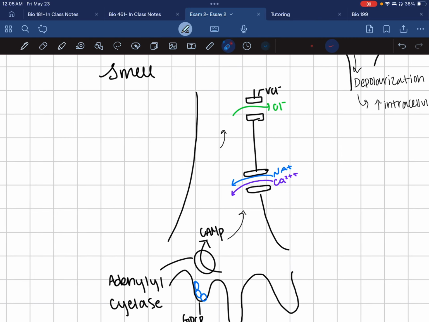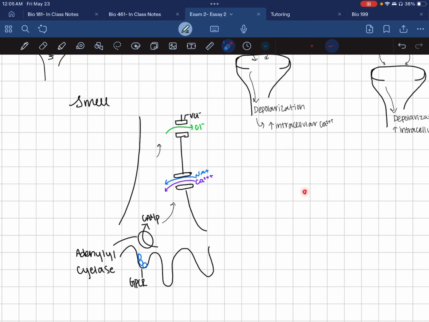And then as for smell, it's not similar in process, but action potentials and everything like that. So what's going to happen is that the olfactory epithelium is basically in the roof of your nasal canal. So say this is the nose, and then this is the epithelium.